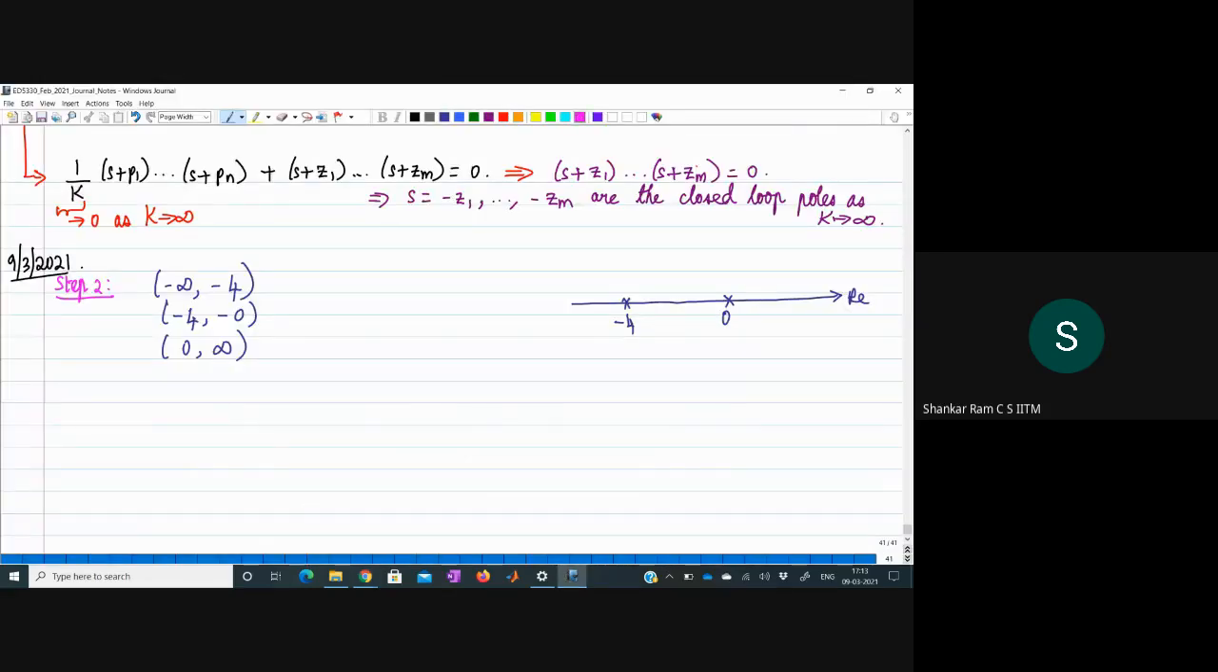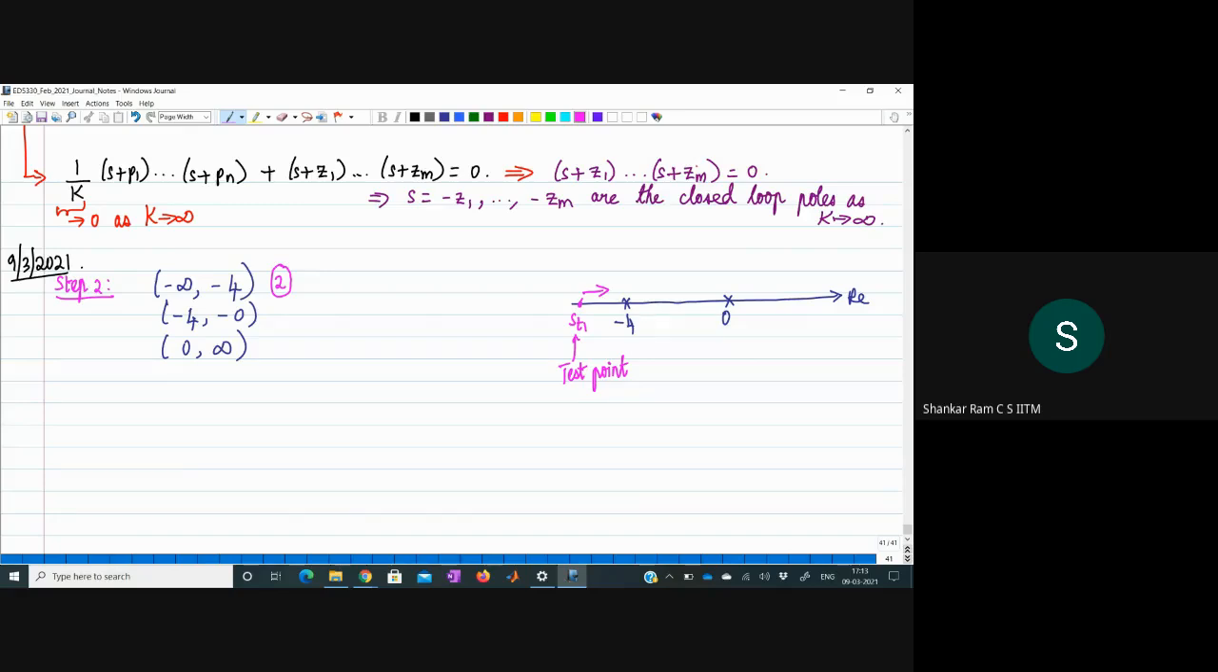So let's go back and see what happens. Let us say we choose a test point, ST1 here. We are essentially looking in the region minus infinity to minus 4. Now we look to the right of this test point, and we count the number of real open loop zeros and real open loop poles that lie to the right of it. We count -4 and 0. So there are two real open loop poles. Of course, there are no real open loop zeros here.